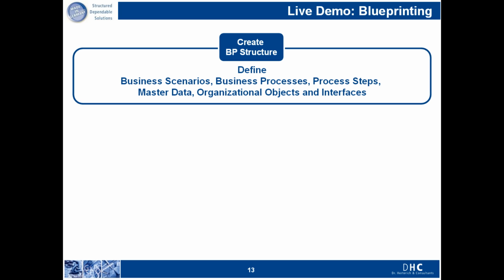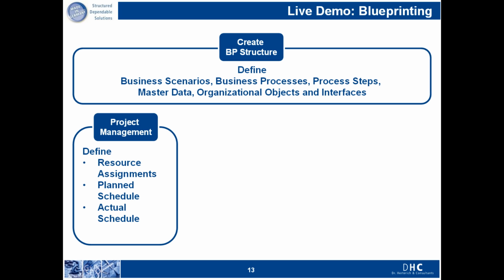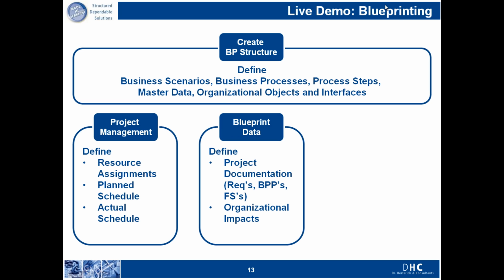To support the definition of the business process structure, it's also possible to define which master data objects and organizational units as well as interfaces are to be used for a scenario or process. Once the structure is created, it is possible to define specific project management information. For example, who is required to define the business blueprint for a given business process, process step or business scenario. And it's also possible to give planned data.